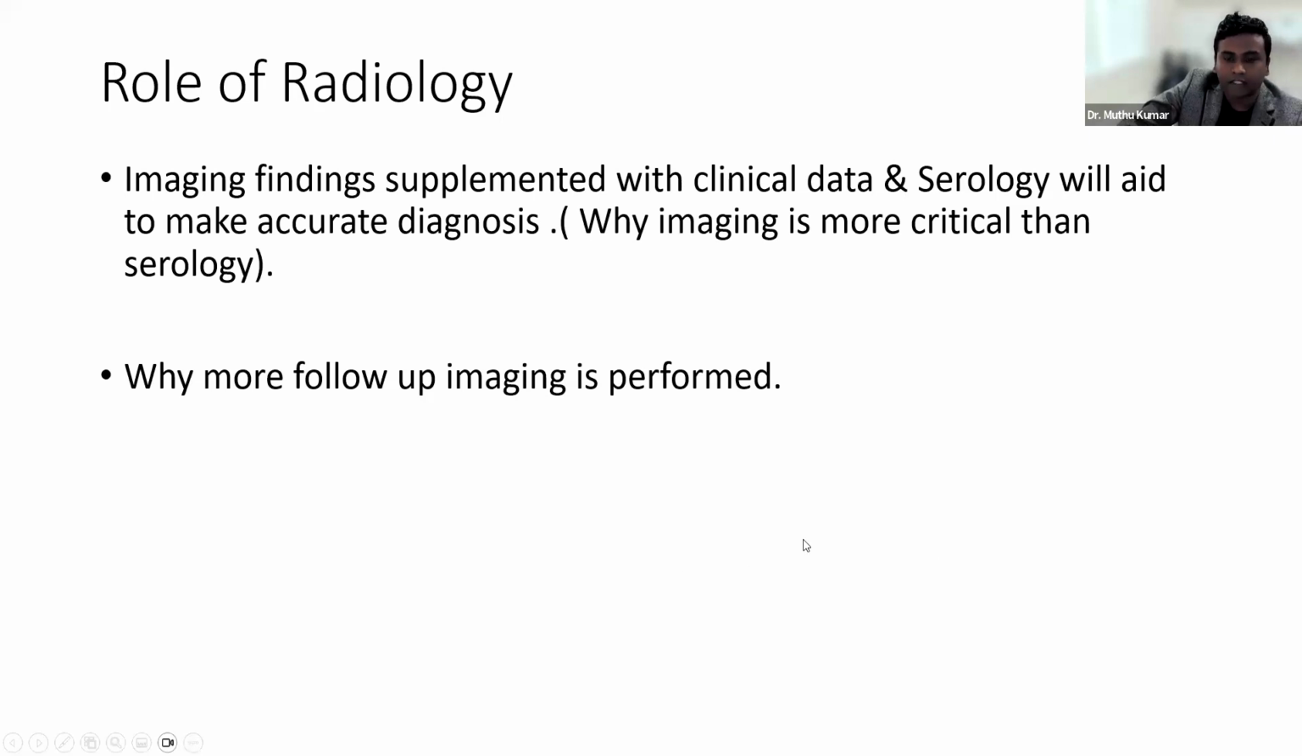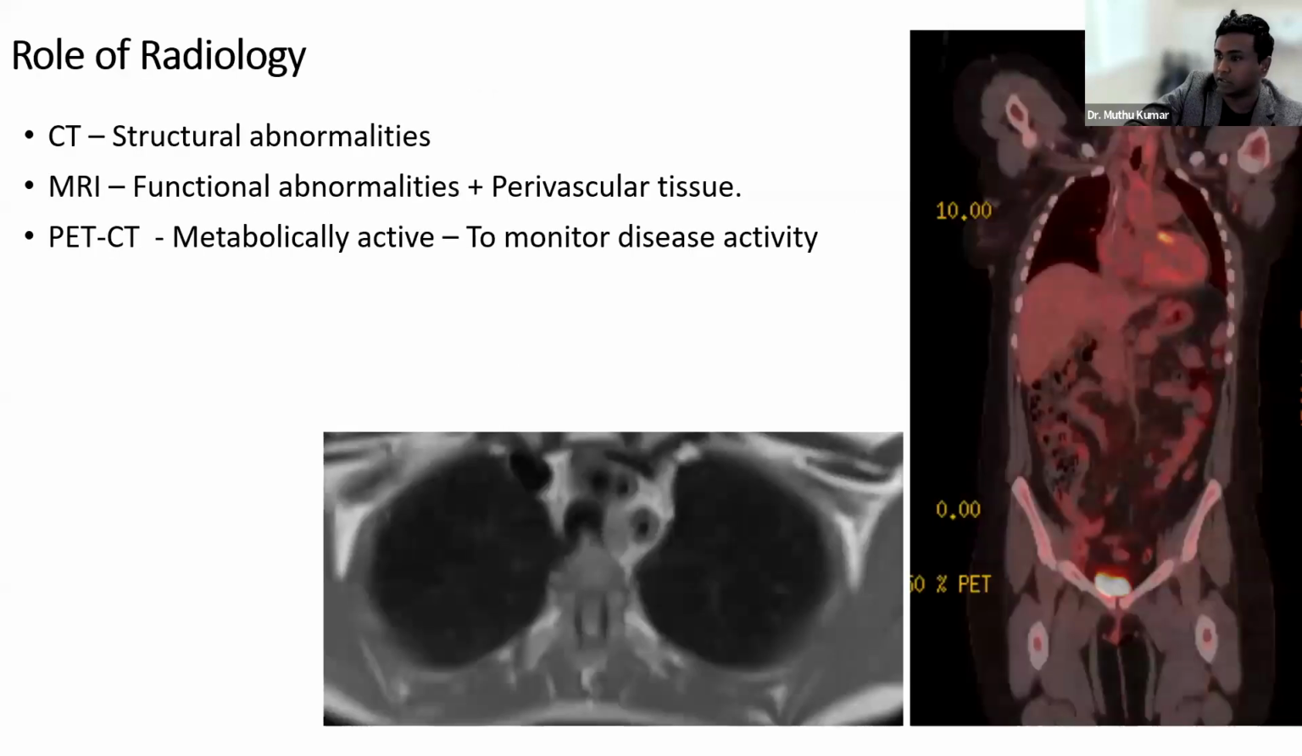Why is more follow-up imaging performed? Because a negative ESR doesn't mean that the patient cannot have the findings of vasculitis, because vasculitis evolves in phases: pro-inflammatory phase, inflammatory phase, and fibrotic. Once the patient goes into the fibrotic phase, the ESR would not necessarily be positive. So follow-up imaging is very important when you diagnose a patient with vasculitis. You need to make sure down the line, at least a year, you image.